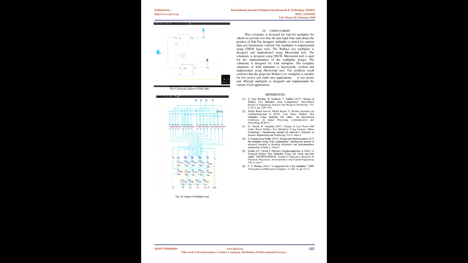The Microwind tool is used for the implementation of the multiplier design. The schematic is designed for a 4-bit multiplier. The complete schematic of the 4-bit multiplier is functionally verified and implemented using the Microwind tool. The synthesis result confirms that the proposed Wallace tree multiplier is suitable for low power and small area applications. A low power and efficient multiplier is designed and implemented for various VLSI applications.